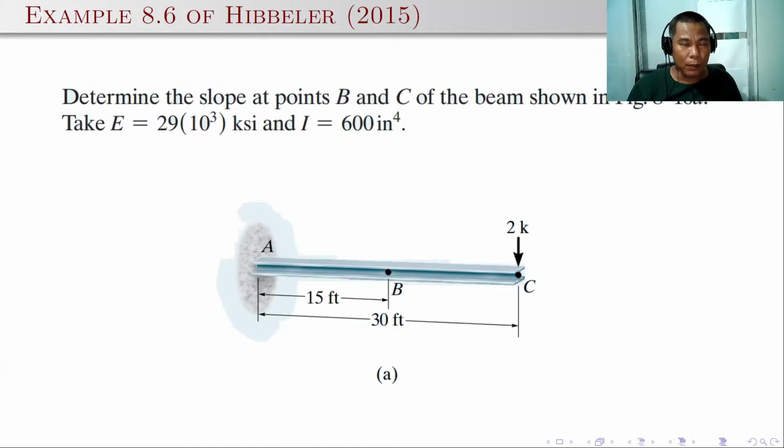Here is an example taken from Hibbeler, a cantilever beam loaded with 2 kips at the free end, that is at point C. We would like to determine the slope at points B, 15 feet from support A, and C, the free end, 30 feet from the support. Take E as 29,000 ksi and I as 600 in to the power 4.